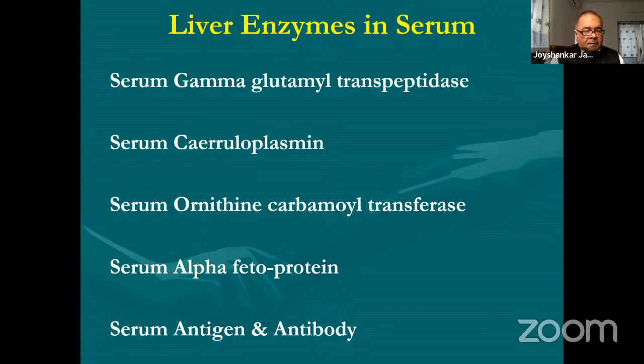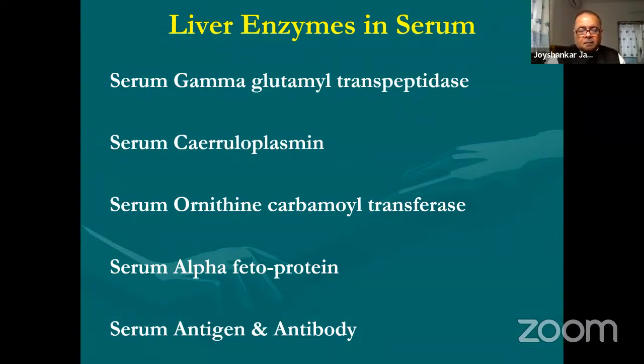Then the serum antigens and the antibodies, we all know hepatitis A, hepatitis B, hepatitis C, all those antigens and antibodies, IgA, IgG, and IgM. Then we have the liver kidney microsomal autoantibodies and the mitochondrial autoantibodies. So these are all the various liver enzymes in the serum.